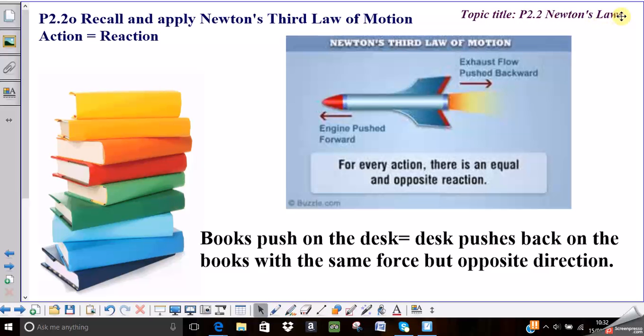Physics, Newton's laws. P220, recall and apply Newton's third law of motion, the law of action-reaction.